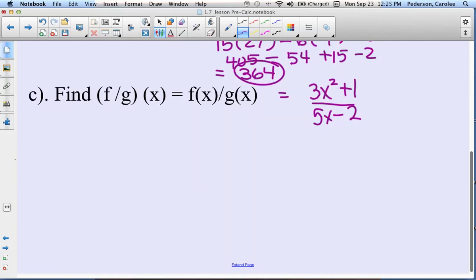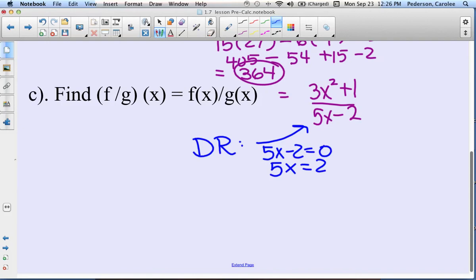There is a domain restriction here. What would make this undefined? So we say 5x minus 2 equals 0. Solve it for x. Add 2. Divide by 5. And the domain restriction is x cannot be 2/5.